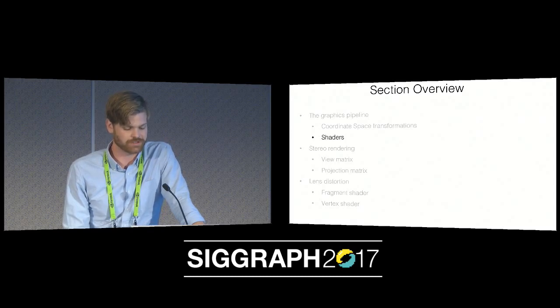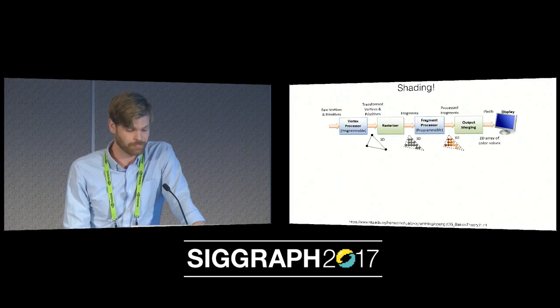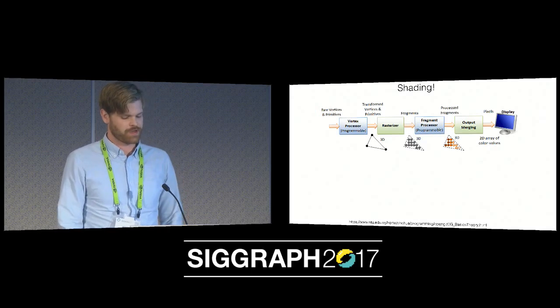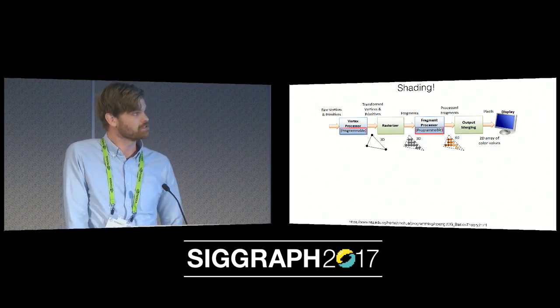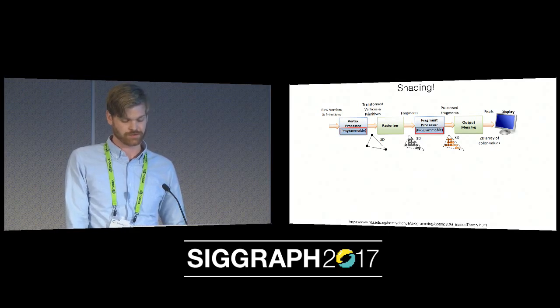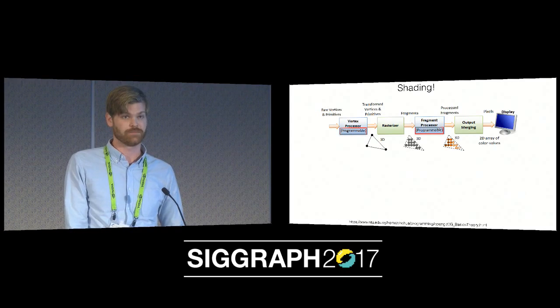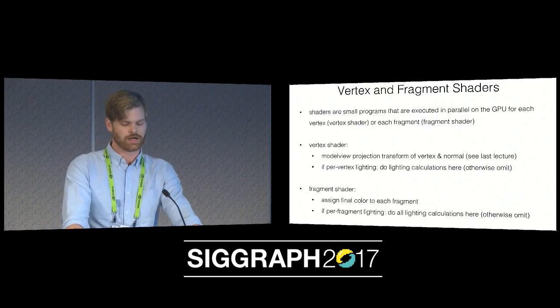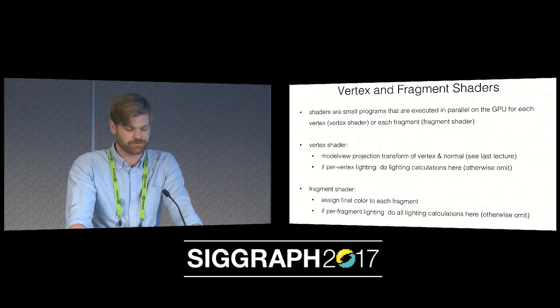But we should talk about shaders, which we'll need for the lens distortion section. So shading: you can see here in the graphics pipeline, we have two parts that are programmable, the vertex processor and the fragment processor. Each of these is able to operate on individual vertices and fragments in parallel. They're small programs that execute on the GPU and can operate on vertices or fragments.